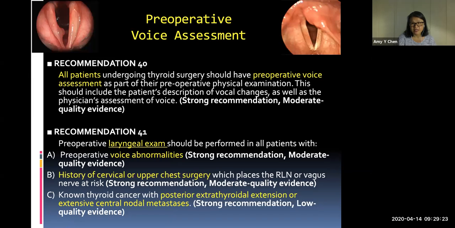Preoperative voice assessment is very important. I won't belabor the point since we're all on the same team here. If I give this talk to a combined audience, I usually spend a lot more time talking about voice assessment.